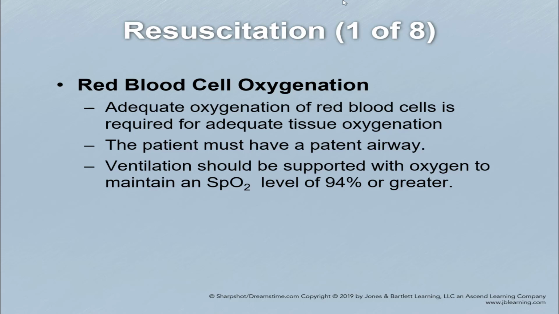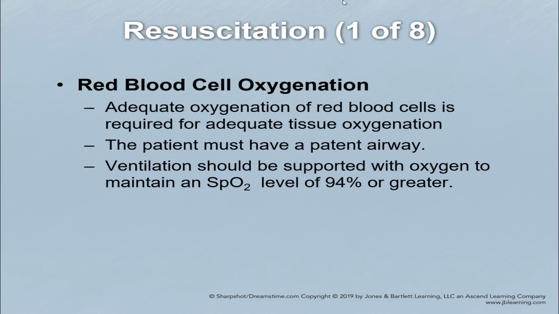All right, so red blood cell oxygenation. Adequate oxygenation of the red blood cell is required for adequate oxygenation of the tissue. That's kind of self-explanatory. If you've been in medicine more than about 2 weeks, you understand the purpose of blood and the purpose of oxygen, right? So our goal in the EMS setting is to make sure, one, that the patient has a patent airway and is receiving the appropriate amount of oxygen via that patent airway, whether we establish it or the patient themselves has a patent airway.